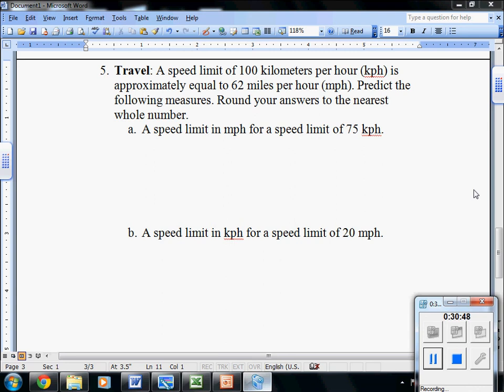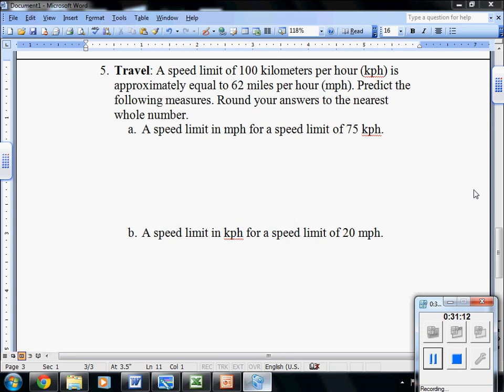All right, let's read the question. We're all talking about traveling. A speed limit of 100 kilometers per hour, otherwise known as kph, is approximately equal to 62 miles per hour, otherwise known as mph. Predict the following measures and round your answers to the nearest whole number. Question A says a speed limit in miles per hour for a speed limit of 75 kilometers per hour.